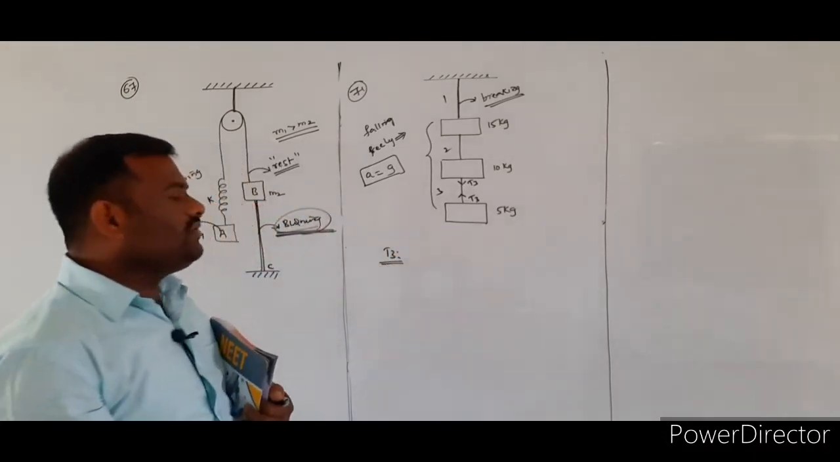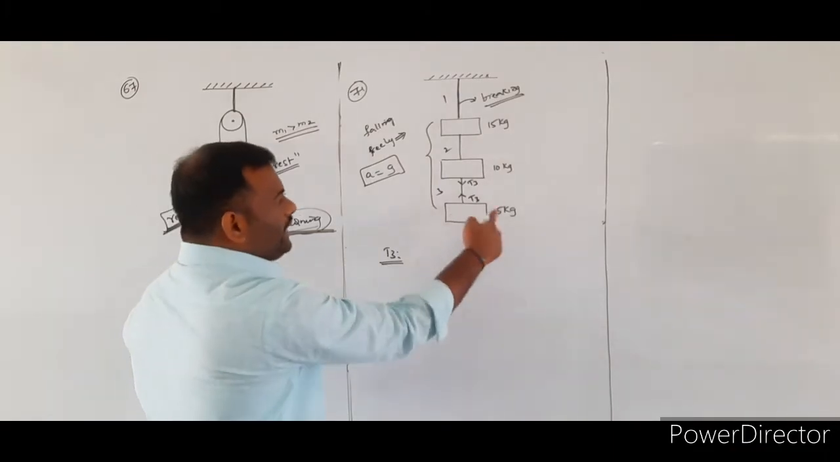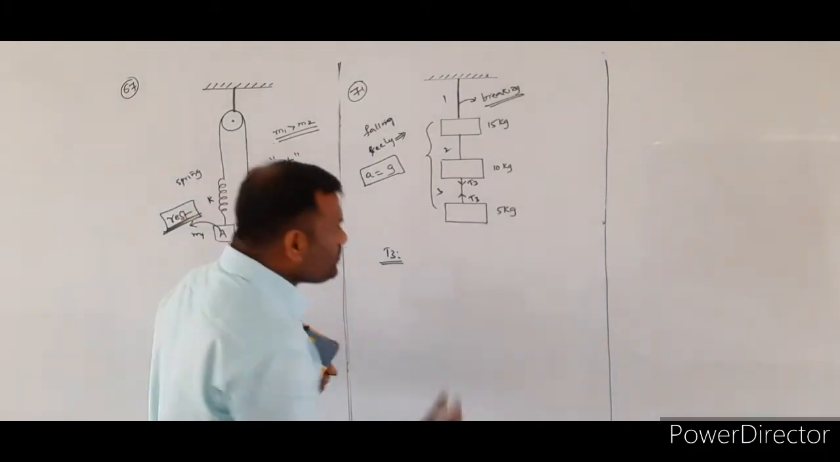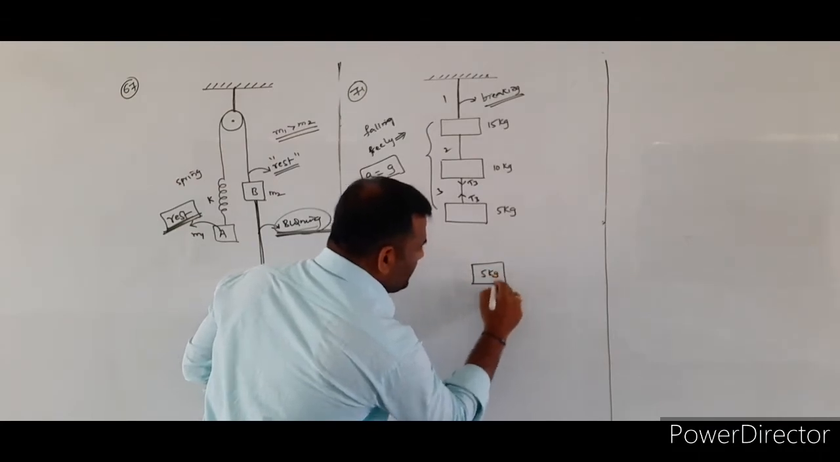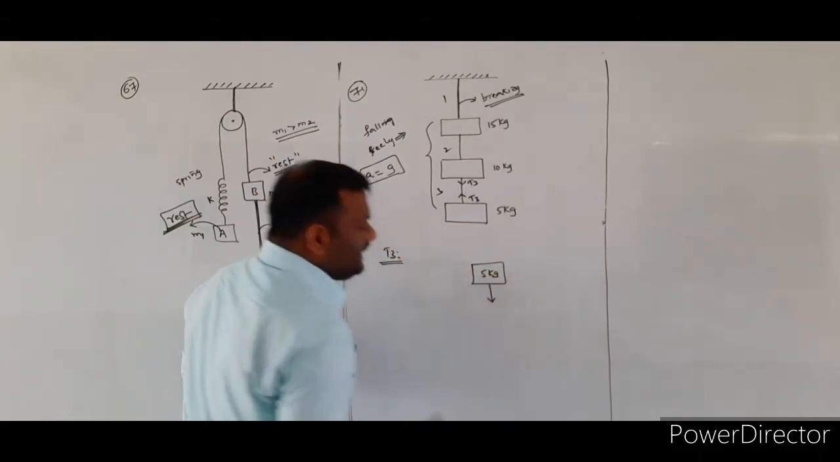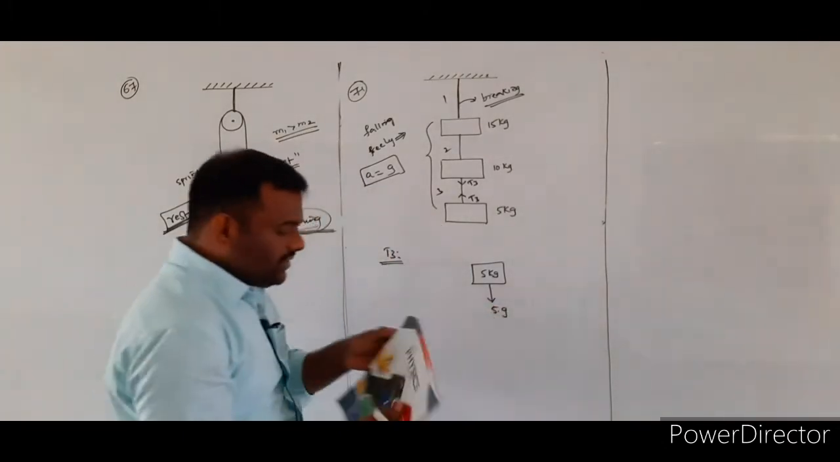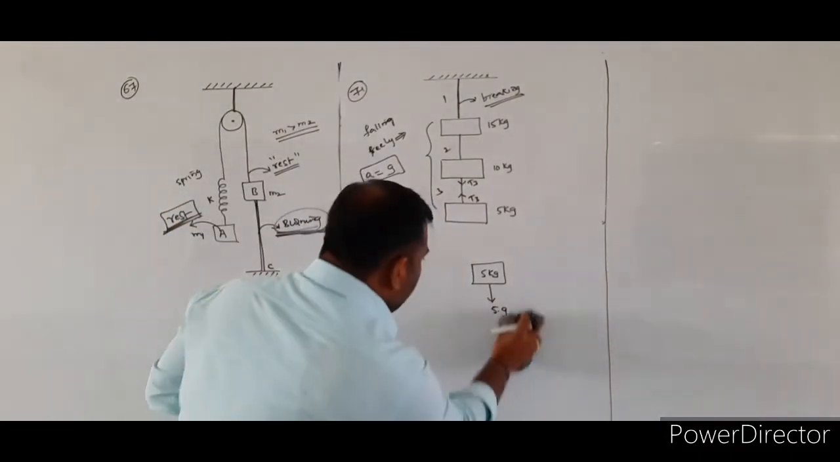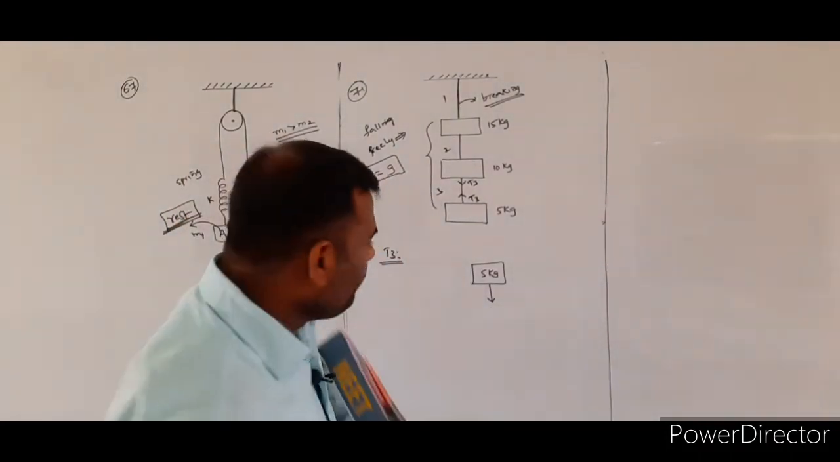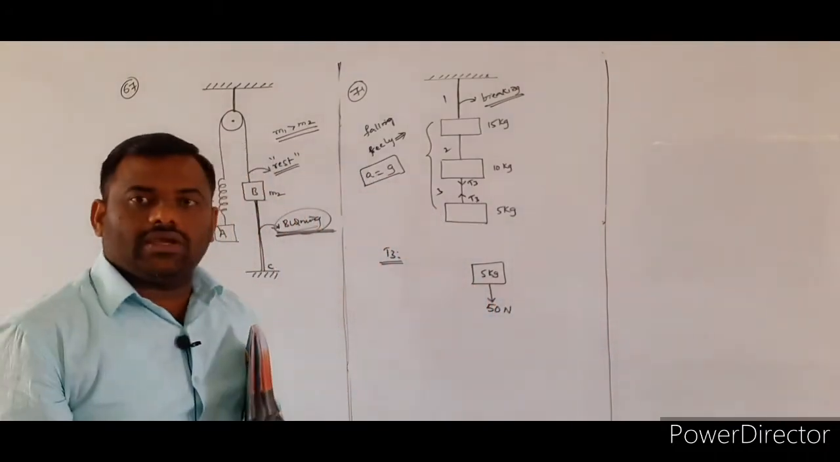To find the value of T3, I draw the free body diagram of the 5 kg mass. Its weight is equal to 5 into g. The acceleration due to gravity is given as 10, so the weight is 50 Newton.